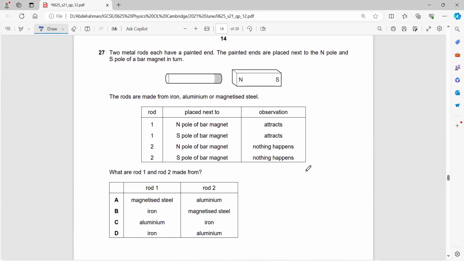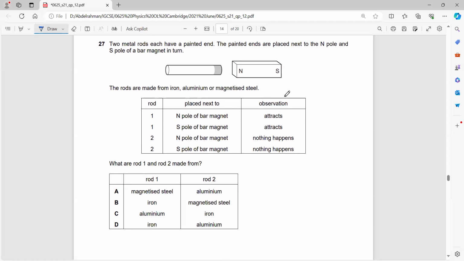Two metal rods each have a painted end. The painted ends are placed next to the north pole of a magnet. The rods are made from iron, aluminum, or magnetized steel. What are rod 1 and 2 made of? Rod 1, north pole attracts and south pole attracts. This is okay, moving on to rod 2. North pole, nothing happens. South pole, nothing happens.